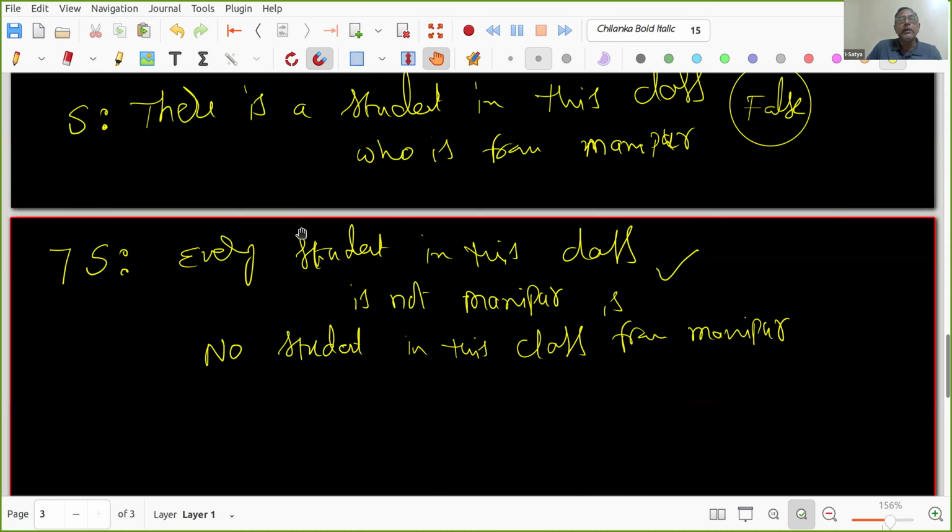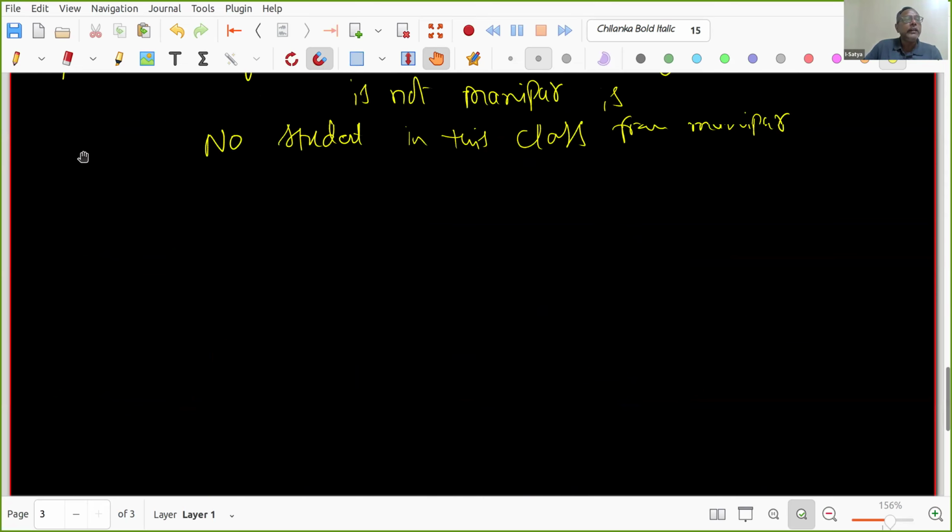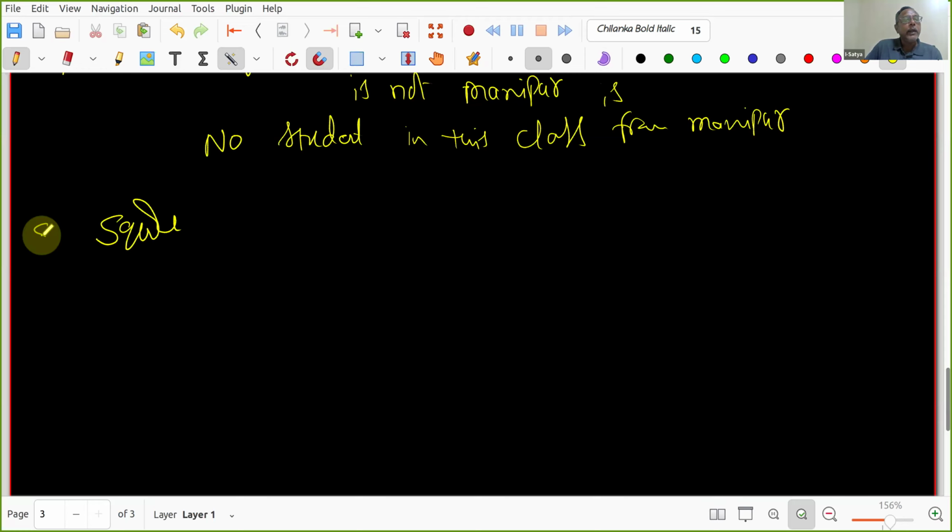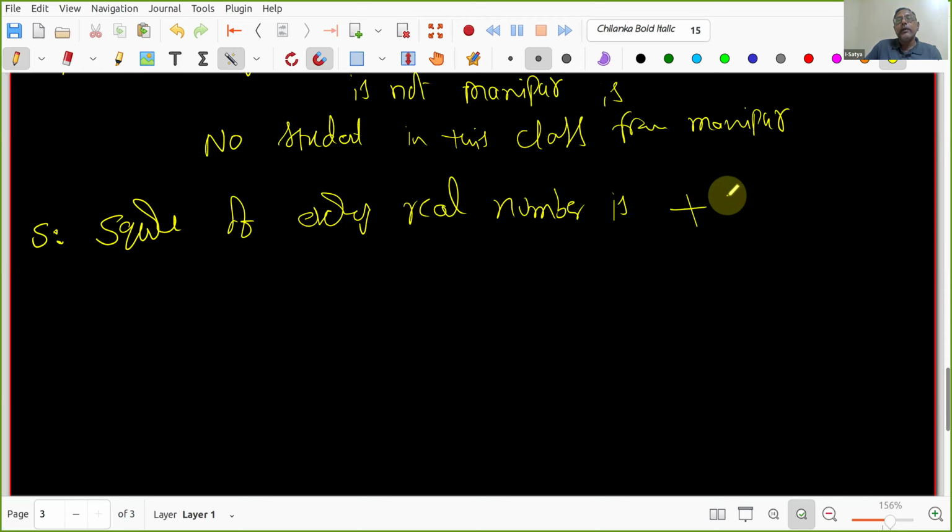So let us see one example of what I'm saying. You will be in a trap also. Sometimes it is not possible to check. Okay, I'm giving a statement: square of every real number is positive.